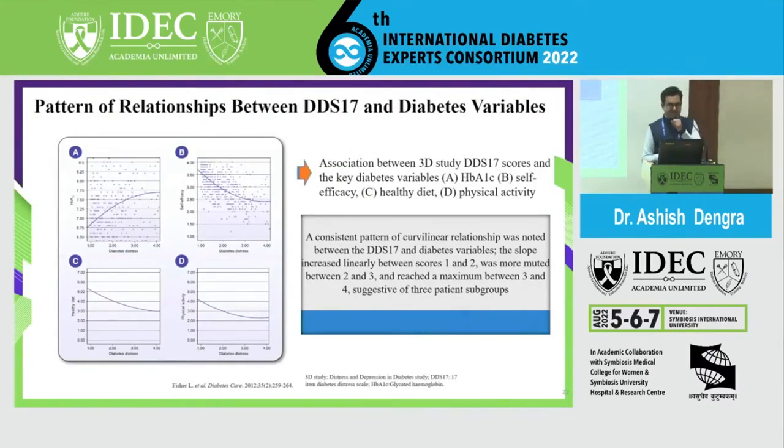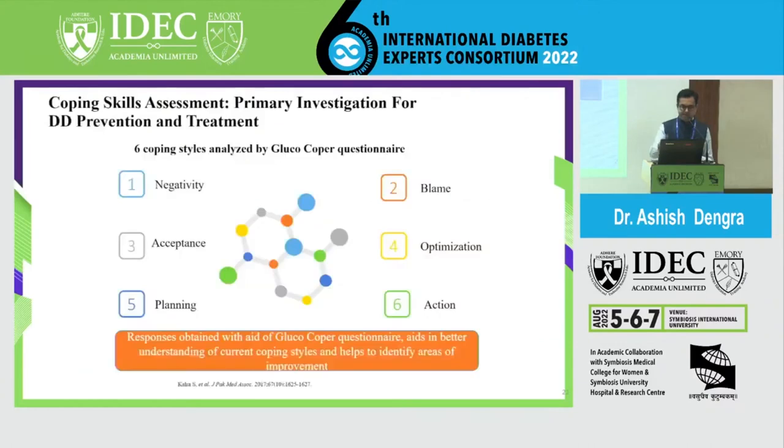The 3D study has highlighted that the DDS 17 score has shown the key diabetes variables, that is the HbA1c, self-efficacy, healthy diet, and physical activity. So if the patient is having diabetes distress, A1c will go high, he will have less diet control, and physical activity will be less, and self-efficacy, self-management will be less. So if the diabetes distress is overtaking your life, you will have bad control of diabetes, diet and exercise will be left behind.